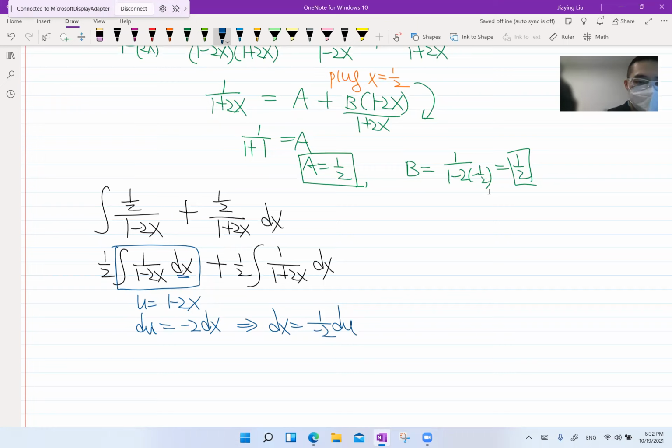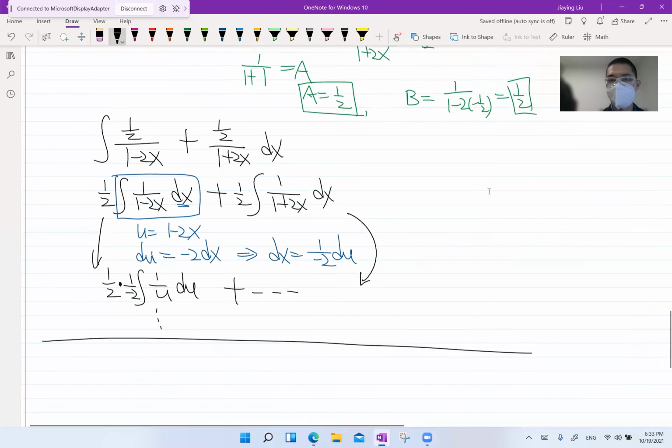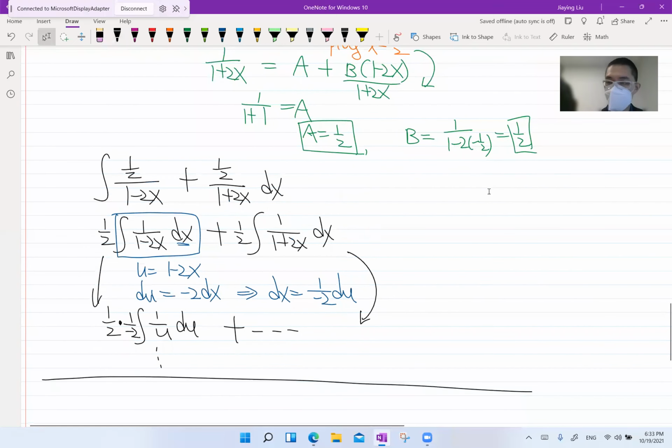And from here, you end up with 1/2 integral 1 over u, but dx is 1 over -2. So again, I'm going to bring that 1 over -2 outside. And similarly, you get something from the next term, and then you can go from there. Right, the integral of 1 over u is natural log of absolute value of u, when you substitute for u there.